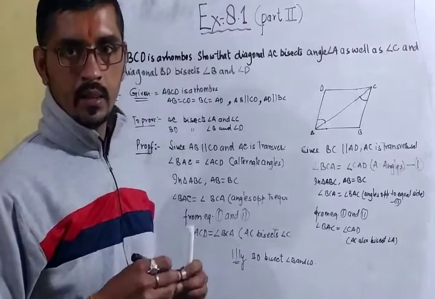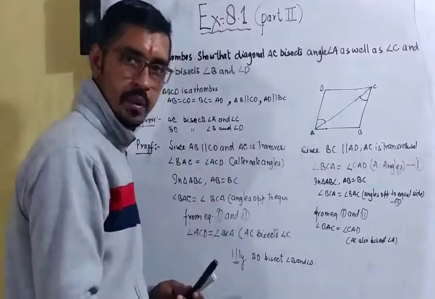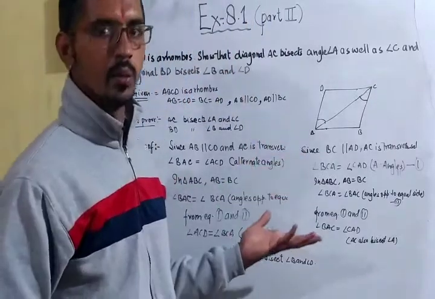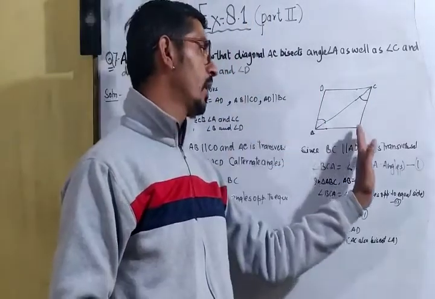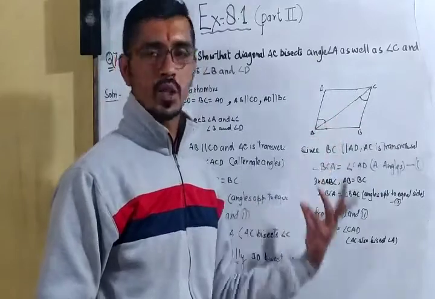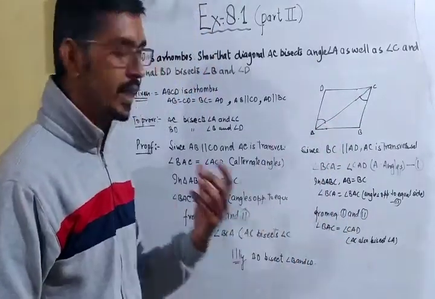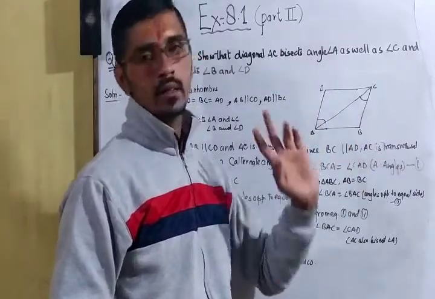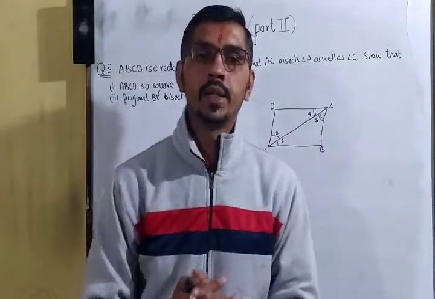Or you can prove this in your notebook. In your notebook you can prove it easily, and this is the method of how to prove. Again you will draw a diagonal BD, apply the same process, and you can easily prove that BD also bisects angle B and D. Okay. Now moving on to the next question.